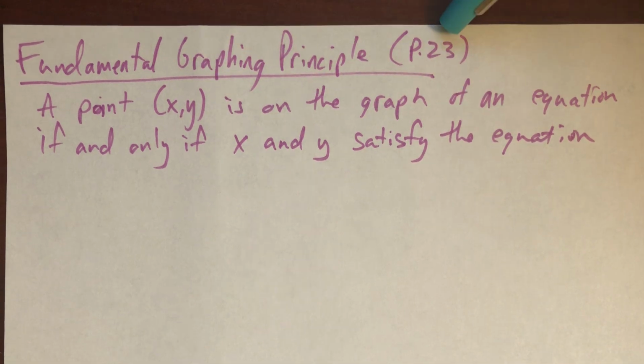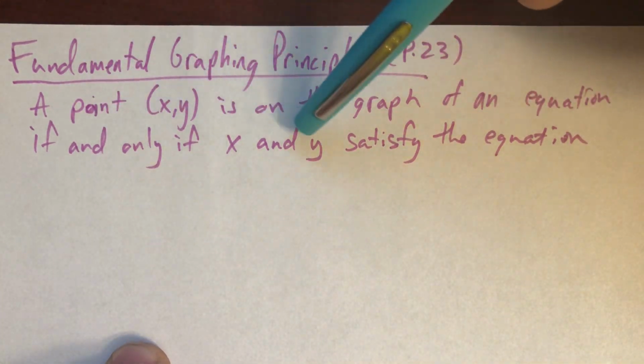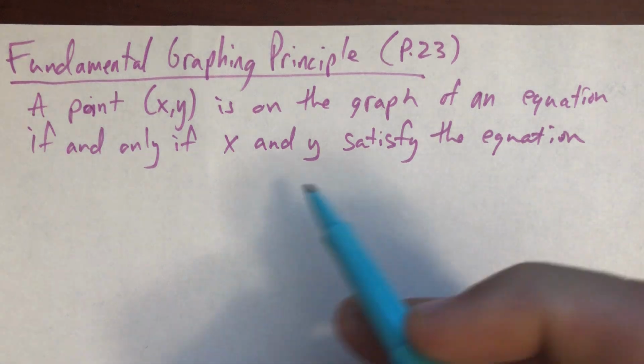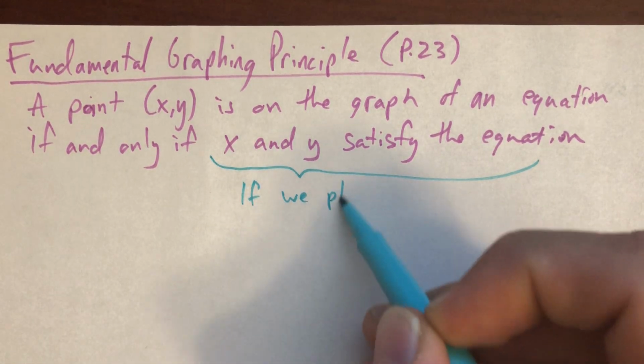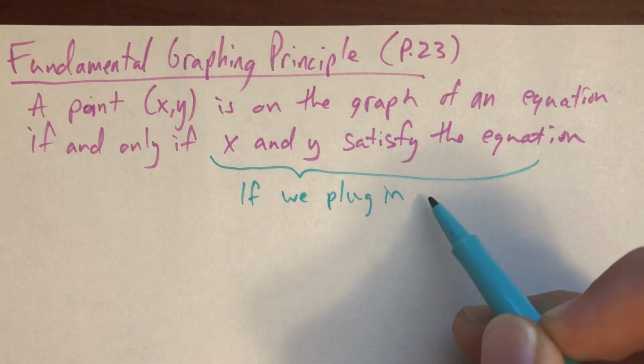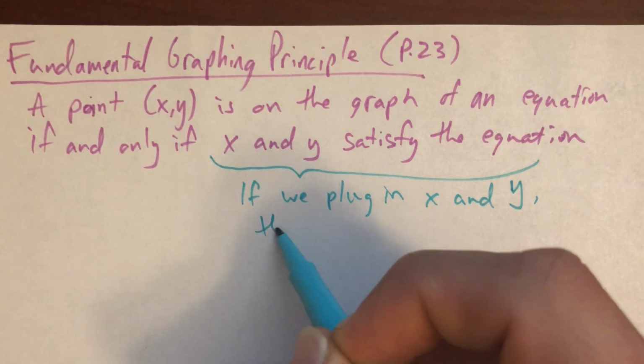So this is on page 23. A point (x, y) is on the graph of an equation if and only if x and y satisfy the equation. So this is just a fancy way of saying if we plug in x and y, the equation is true.